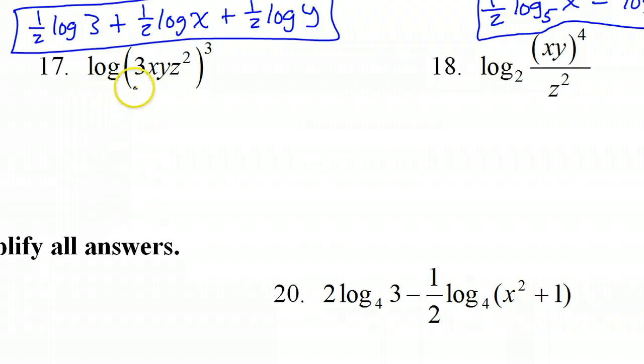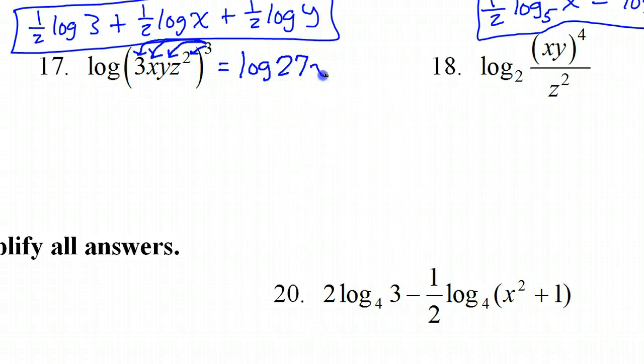So looking at number 17, I'm going to take this little power. Should I put it in front? Then I'll have to distribute. I'm just going to do the power to everything inside. That's my favorite thing to do. So that 3 is going to go bam, bam, bam, and bam. So this would be like having log of, well, 3 to the 3rd power is 27. So 27. And then I'll have x to the 3rd power, y to the 3rd power, and z to the 6th power, because 2 times 3.